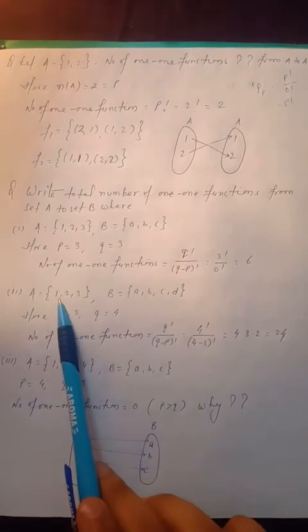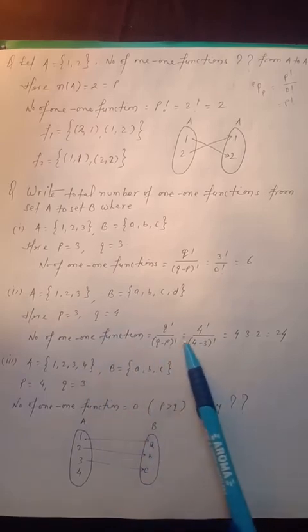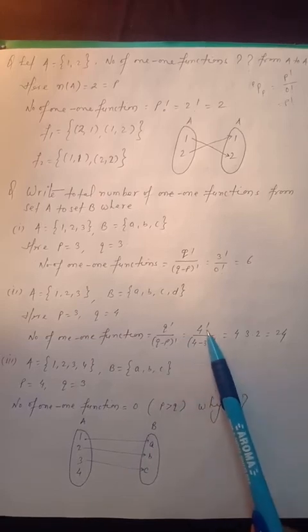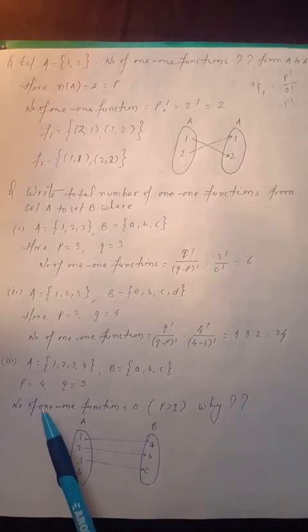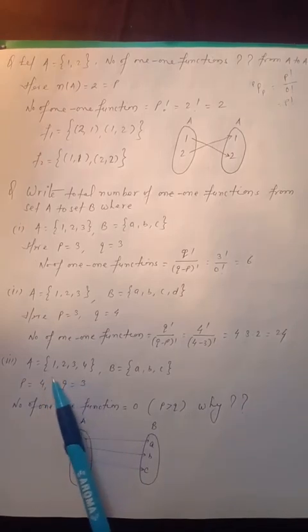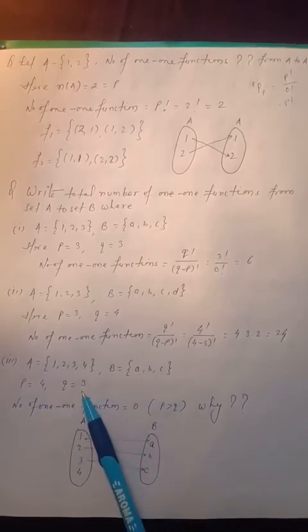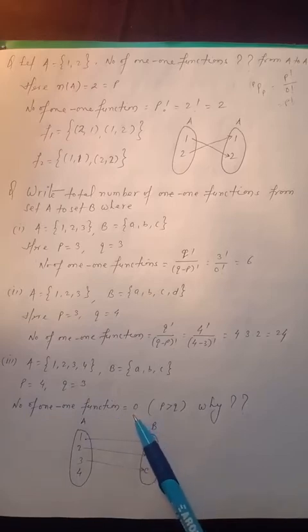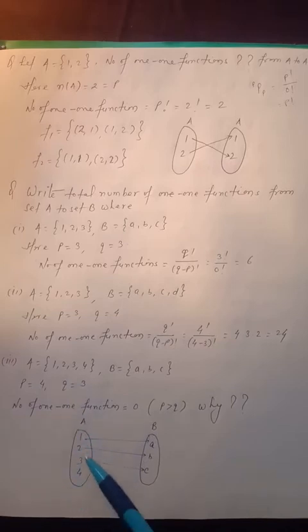In this case, P is 3 and Q is 4. And the formula for the number of 1-1 functions is Q factorial upon Q minus P factorial, which is 4 factorial upon 4 minus 3 factorial, which is 24. Now in this case, the value of P, the number of elements in set A, is 4 and Q is 3. Here P is greater than Q, so the number of 1-1 functions is 0. Why is it 0? I am showing you. Just draw set A in the form of a circle.